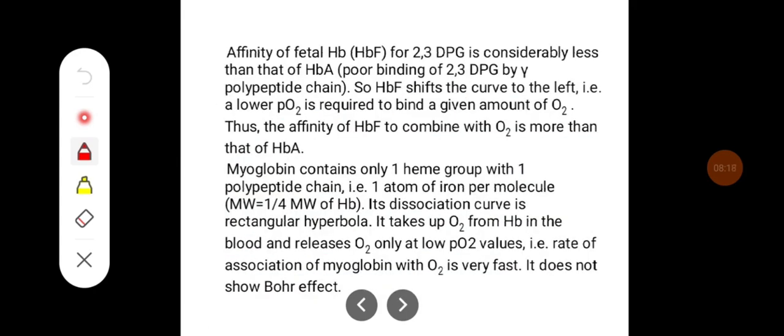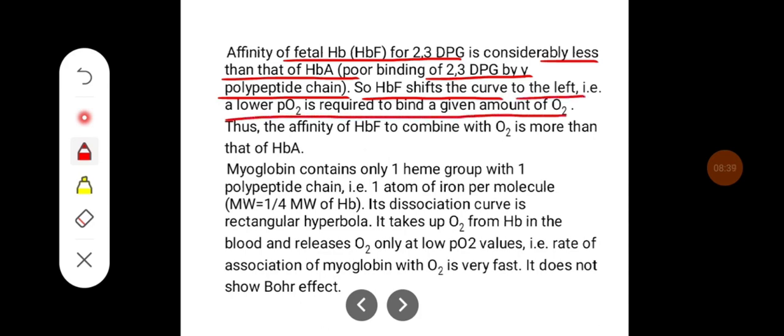The affinity of fetal hemoglobin for 2,3-DPG is considerably less than that of adult hemoglobin, because of poor binding of 2,3-DPG by the gamma polypeptide chain. That is the reason hemoglobin F shifts the curve to the left side. That is, a lower PO2 is required to bind a given amount of oxygen. Thus, the affinity of fetal hemoglobin to combine with oxygen is more than that of adult hemoglobin.